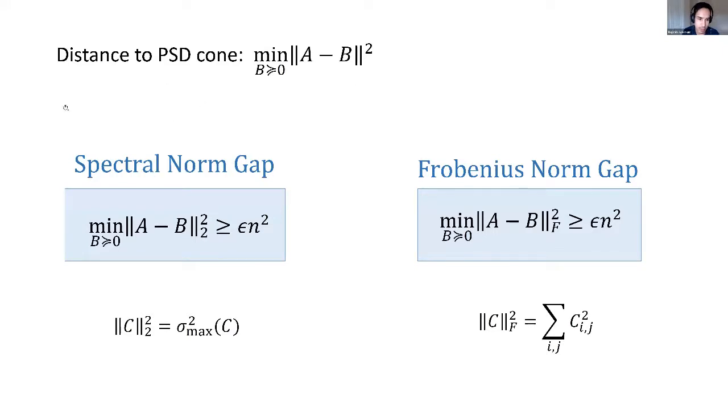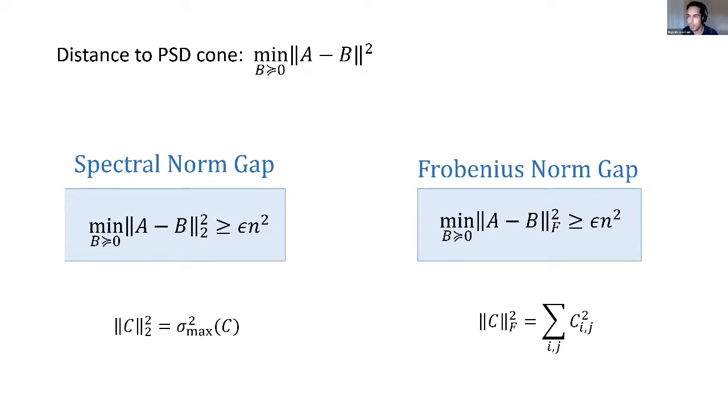In the spectral norm, this is the statement of the spectral norm gap. Either the matrix is PSD or the distance from A to the nearest PSD matrix B under spectral norm is at least epsilon n squared, spectral norm squared. Recall the spectral norm is just the maximum singular value of the matrix. This gives you a testing problem, but instead of the spectral norm, I could also use the Frobenius norm. The Frobenius norm is just the sum of squares of entries. This is the same thing as the Euclidean norm if you think of the matrix as a vector. Then the Frobenius norm gap states that the distance from A to the nearest PSD matrix B is at least epsilon n squared.